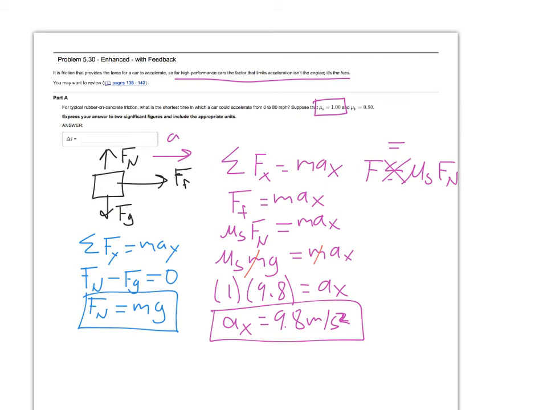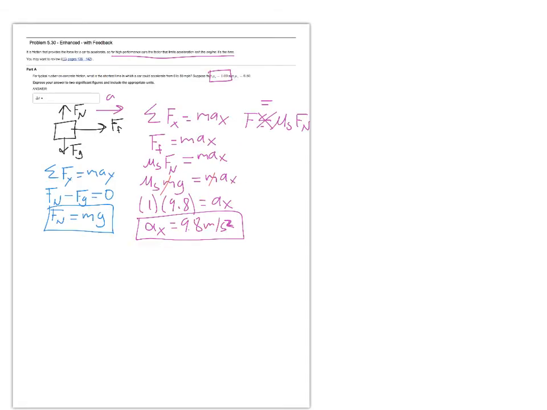So let's go ahead and actually find this final answer, which is the time. That's what we're ultimately looking for in order for the car to speed up. So I'm going to set up my kinematics equation here to solve for that time. My initial velocity is 0 since I'm starting from rest. My final is 80, but it's in units of miles per hour, so I need to convert that. 1 mile is 1,609 meters.